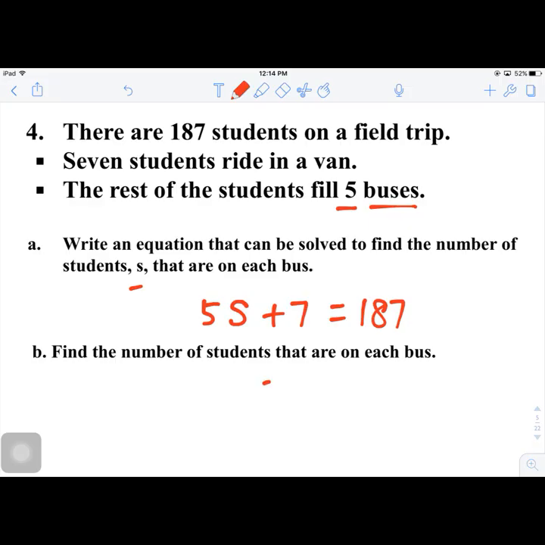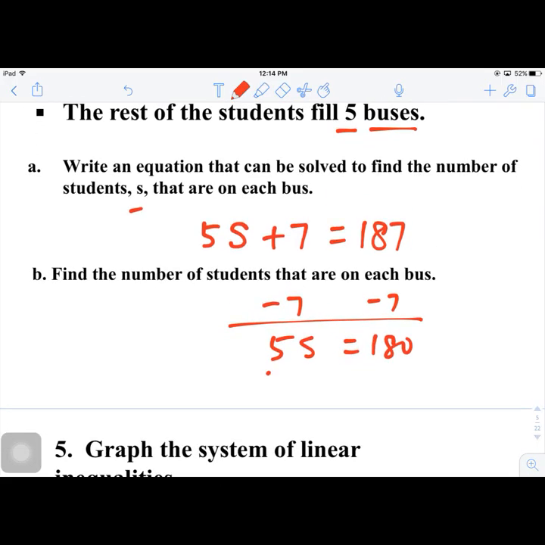And then part B is to find the number of students that are on the bus. So we're going to solve the above equation. We're going to subtract 7, so we have 5S equals 180. And then divide by 5, we have S equals 36. So each bus holds 36 students.